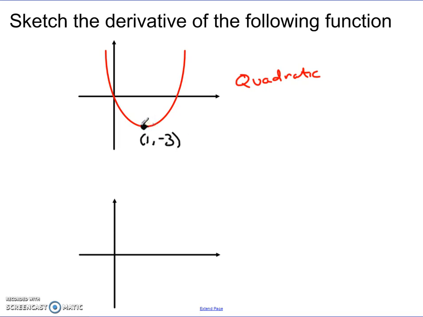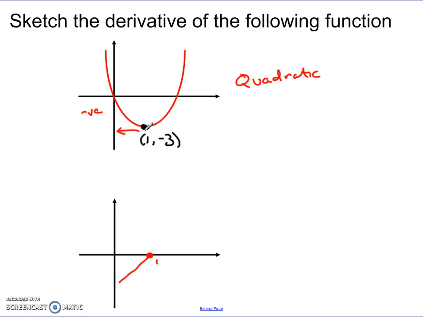Remember, the stationary point means the derivative is 0, so that translates over to my root. So I know I'm going to cut the x-axis here at 1. If I look to the left of it here, I've got a negative slope. So my curve is coming down the way towards it. What that means is my derivative is going to be negative here, so I'm going to have a straight line and it's going to be below the x-axis.